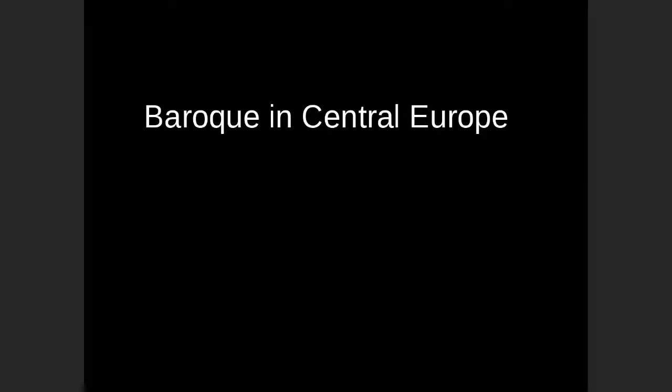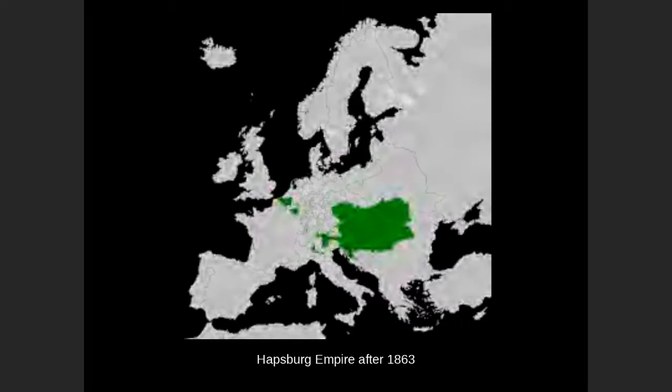All right, let's talk a little bit about, all right, we're done with Rome for a while. Yay. Let's talk a little bit about how the Baroque architectural style evolved and moved out throughout much of the rest of Europe. And we'll start with Central Europe, the Habsburg Empire. This is in green, the Habsburg Empire. This was the Austro-Hungarian Empire that collapsed basically with World War I.